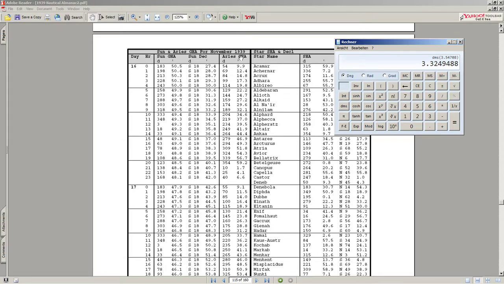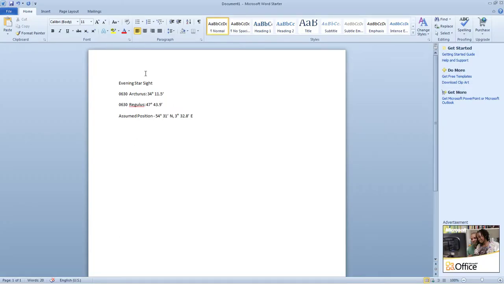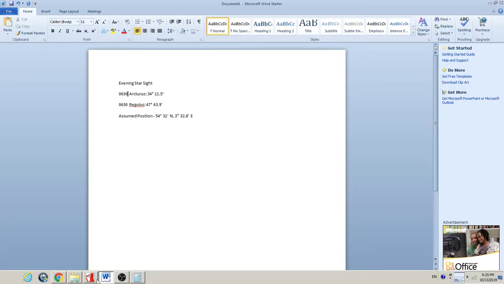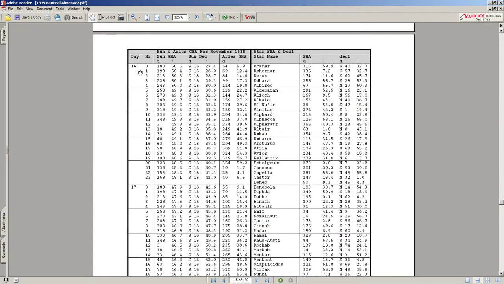So the first thing we need to get is the GHA of Aries, and we need to do it at the time that we sighted. Our sight was actually done at 0630. So first of all, we find 06 on the 16th, which is here. We read across 144 degrees, 24.7 minutes. That's the GHA of Aries. But it's not at 06, it's at 0630. So how do we figure that out?